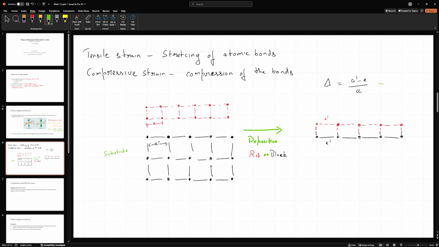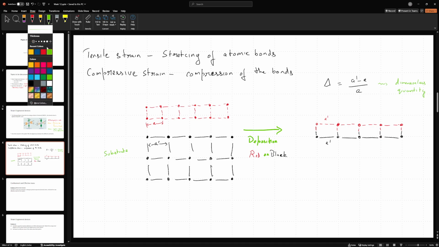So the strain is also typically a dimensionless quantity, because it's length by length. It has no dimensions. So when I have a tensile strain, we are talking about an expansive strain wherein the length dimensions have increased. So in that case, this delta is going to be positive.